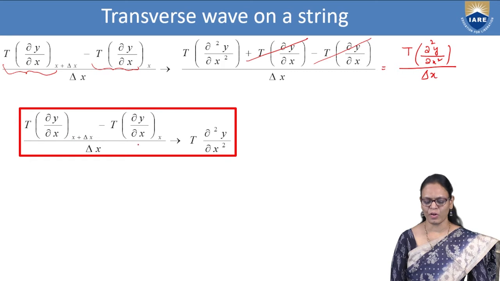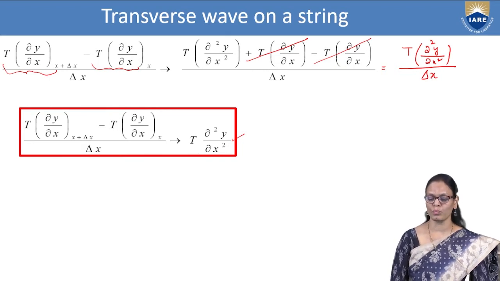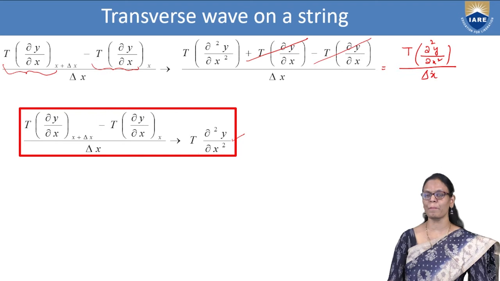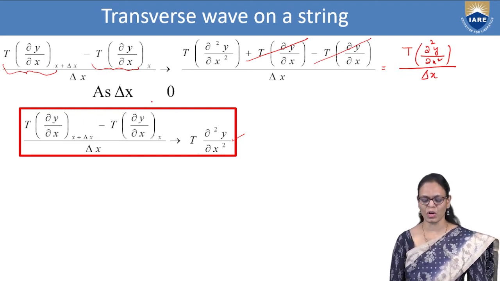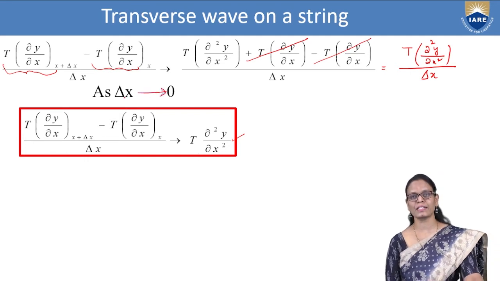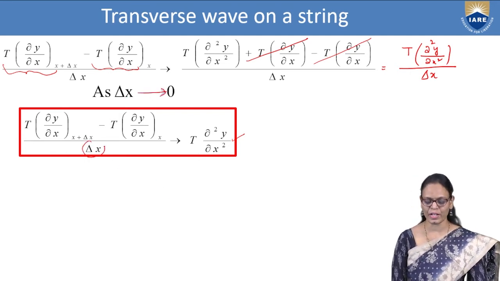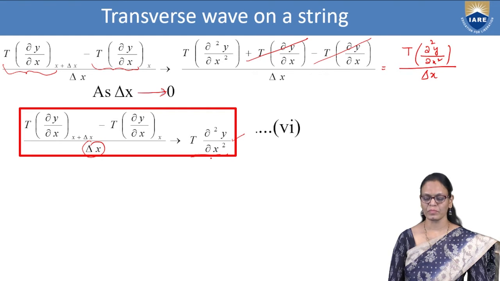So on simplifying this left hand side, what we are left with is only T ∂²y/∂x². Here we are simply neglecting the value of Δx, or Δx tends to 0. If Δx tends to 0, then we simply write it as T ∂²y/∂x². Let this be equation 6.